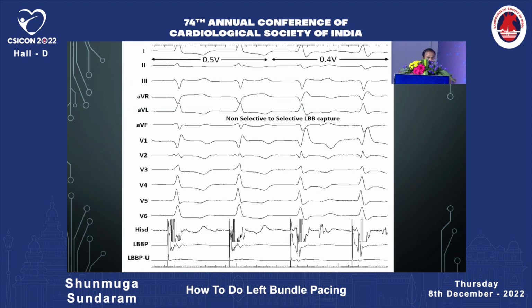Another one is QRS transition. Suppose you have two substrates to capture. When you reduce the output, you'll be able to see a QRS transition, because at different outputs, different substrates will capture. This is the mechanism.